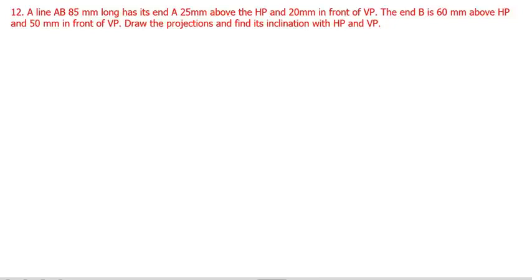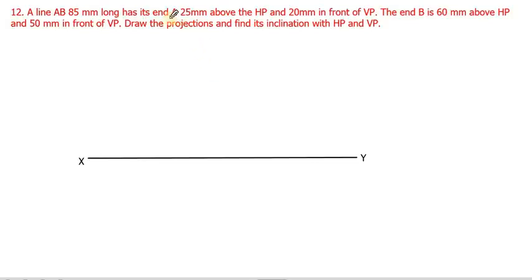So this is a quite simple problem. Here the end A above HP and in front of VP is given. Similarly, instead of giving the true inclination, they have given the end B height, that is end B how much mm above HP and how much mm in front of VP. So based on this data, we have to calculate inclination with HP and VP, that is theta and phi. So this is quite a simple problem. Just listen to the procedure. So first step, as usual, we have to draw the XY reference line.